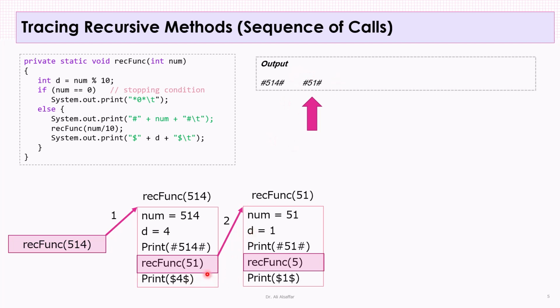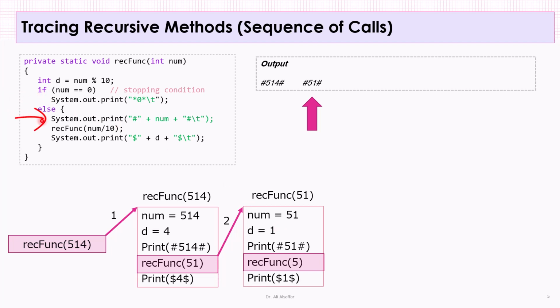So now when we call the method the second time with the input parameter 51, we record the state of the variables of the method. So the value of num is 51, the value of D is 1. Why? Because 51 modulus 10 gives you the rightmost digit, which is equal to 1. And again, we test for num. Now num is equal to 51, so it's not equal to 0, so we are going to else.